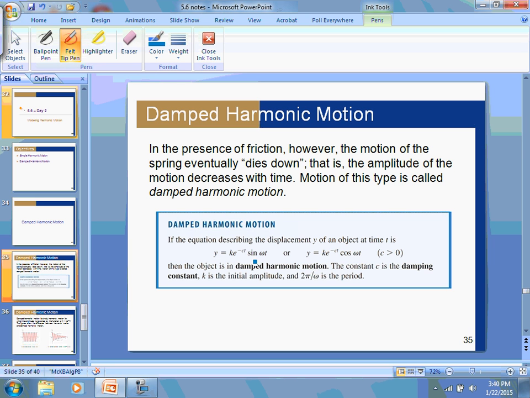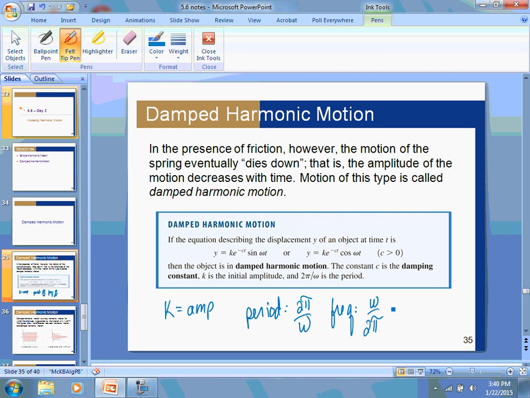So we're still going to have our sine and our cosine functions, and we're still going to have a constant for our amplitude. So that k value is going to be our amplitude. And then we're still going to have our period and our frequency. So we're still going to have 2 pi over w because we still have the w in our equation here. And we can still find frequency, which will be w over 2 pi, like we saw in the previous section of notes. So those two concepts are the same.